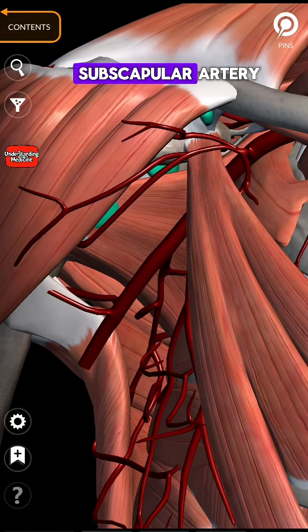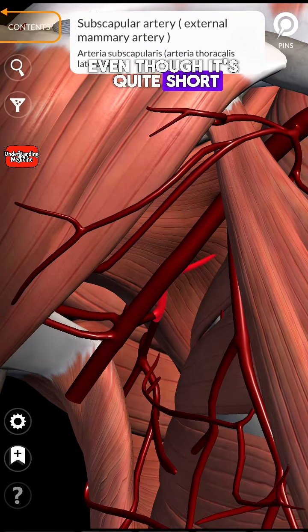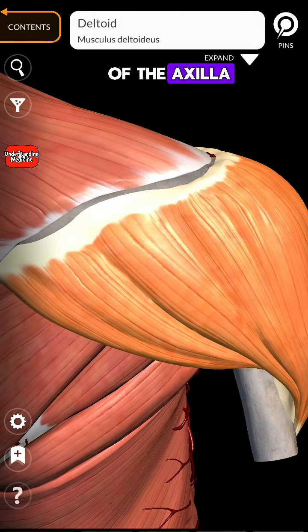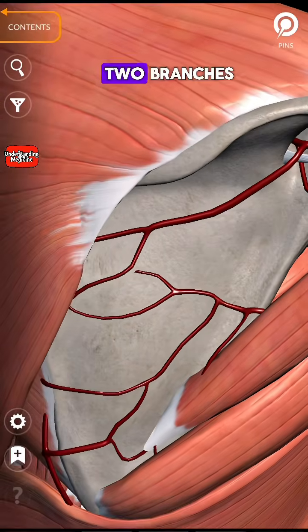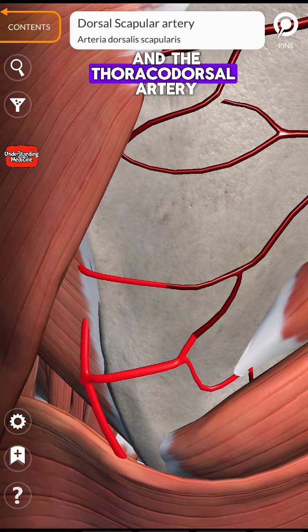Then we have the subscapular artery. This is the largest branch in terms of diameter, even though it's quite short. It runs along the lateral border of the subscapularis on the back wall of the axilla. It quickly divides into 2 branches, the circumflex scapular artery and the thoracodorsal artery.